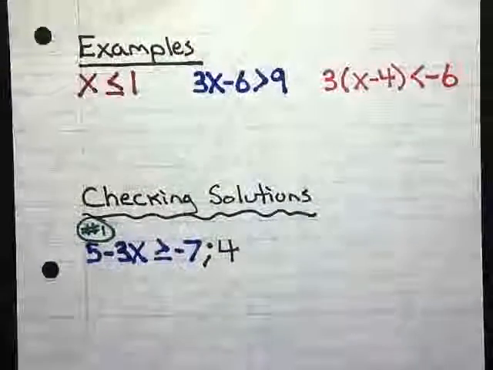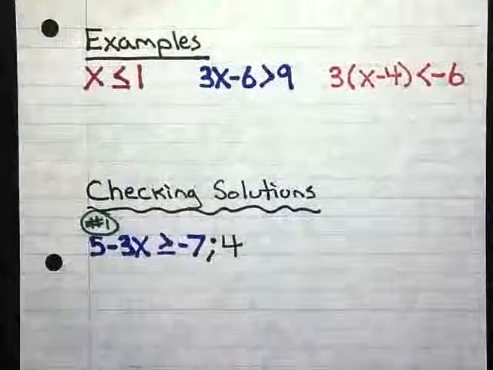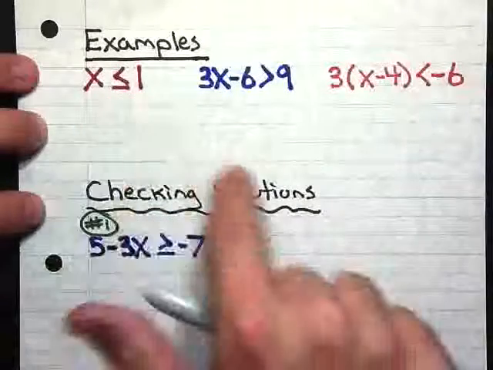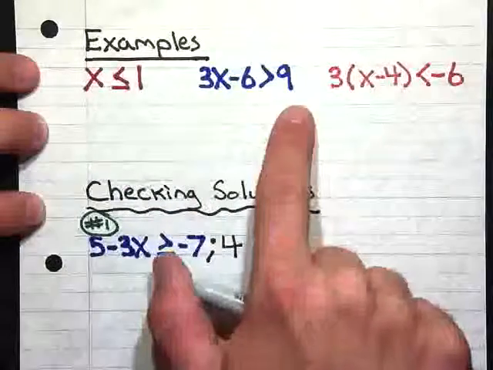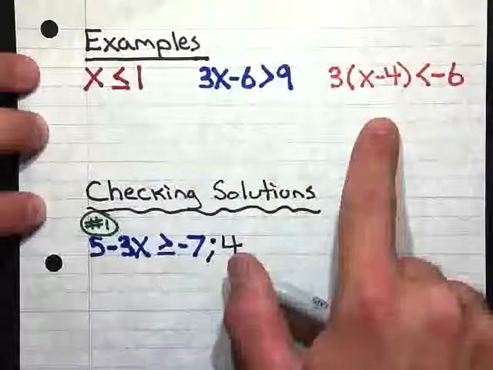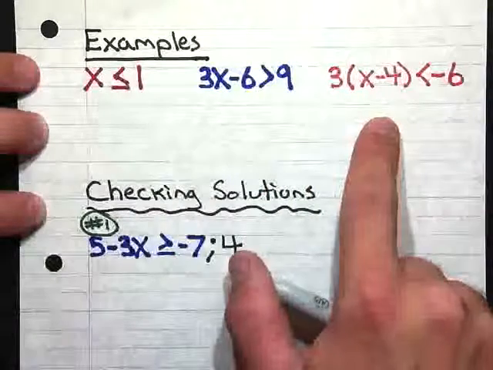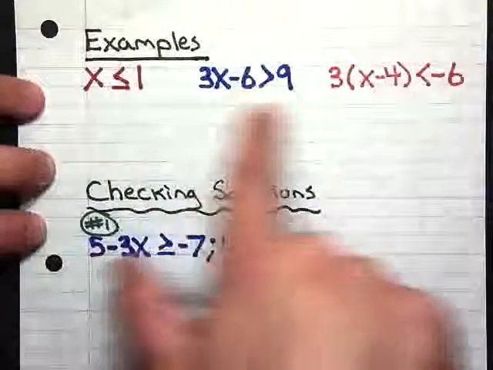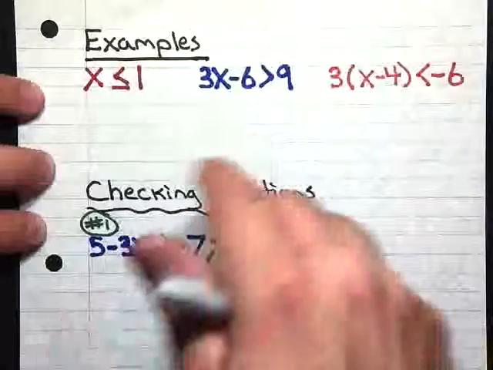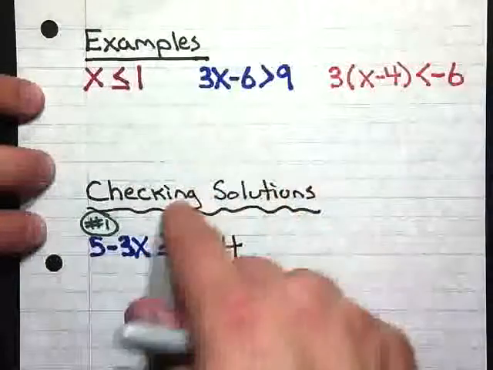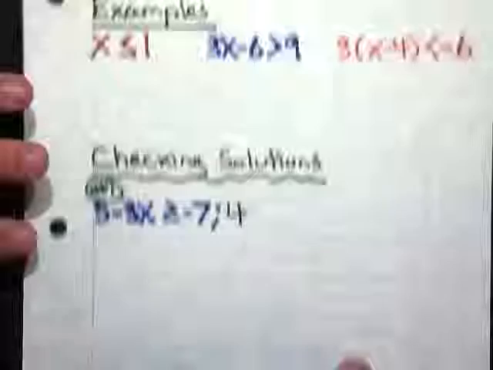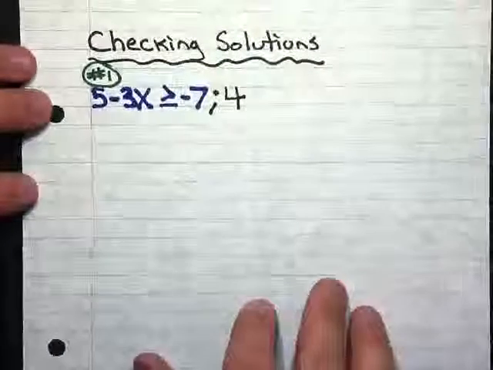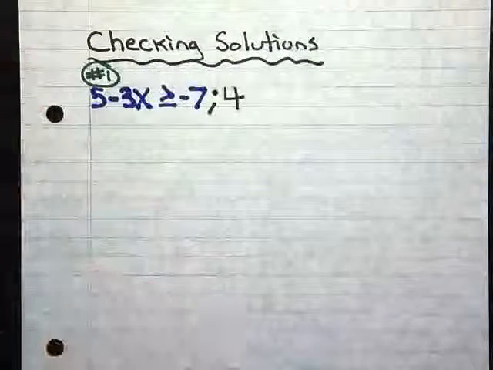Alright, so you can see here that I have several examples of linear inequalities. Here we have x is less than or equal to 1. We have 3x minus 6 is greater than 9. And we have 3 times x minus 4, which is less than negative 6. Now, each one of these is just like a regular equation, except instead of the equal sign, we have an inequality. So let's go ahead and first look at how we can check to see if a given number is actually part of the solution.